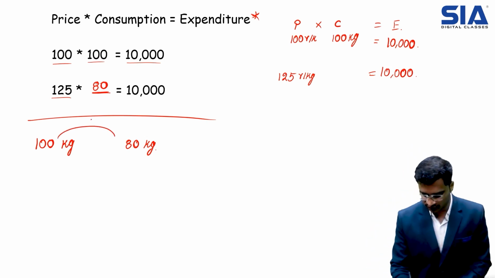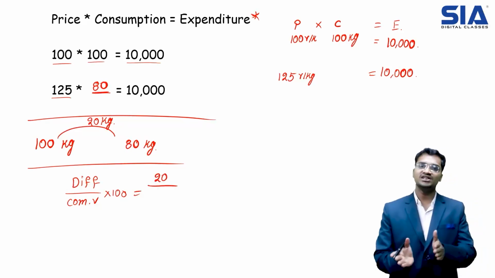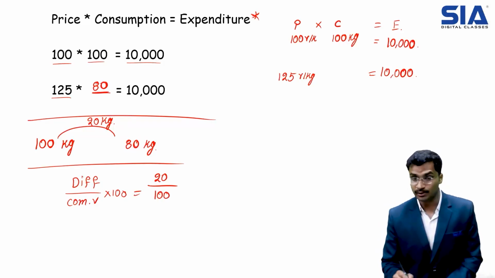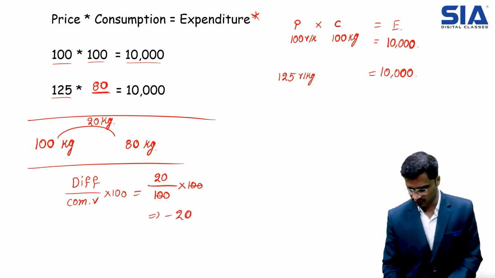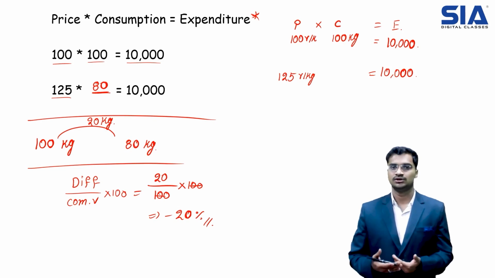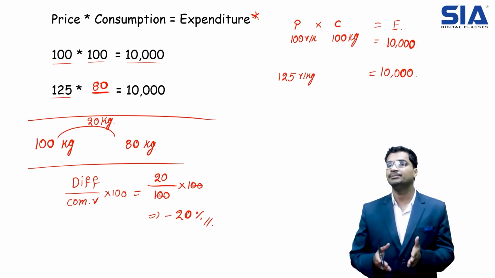There is a decrease of 20 kgs in consumption. So difference divided by comparing value into 100. Here the difference is 20, divided by 100 kilos, which I previously used to buy, into 100. So there is a net effect of 20% decrease. The consumption has been decreased by 20%. So if the price is increased by 25%, then the consumption should be decreased by 20% in order to maintain my budget or expenditure.